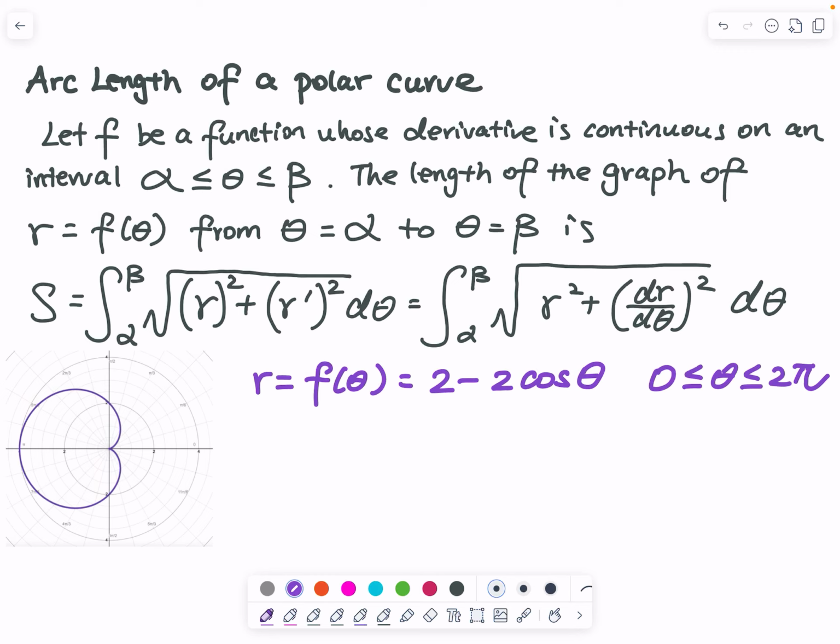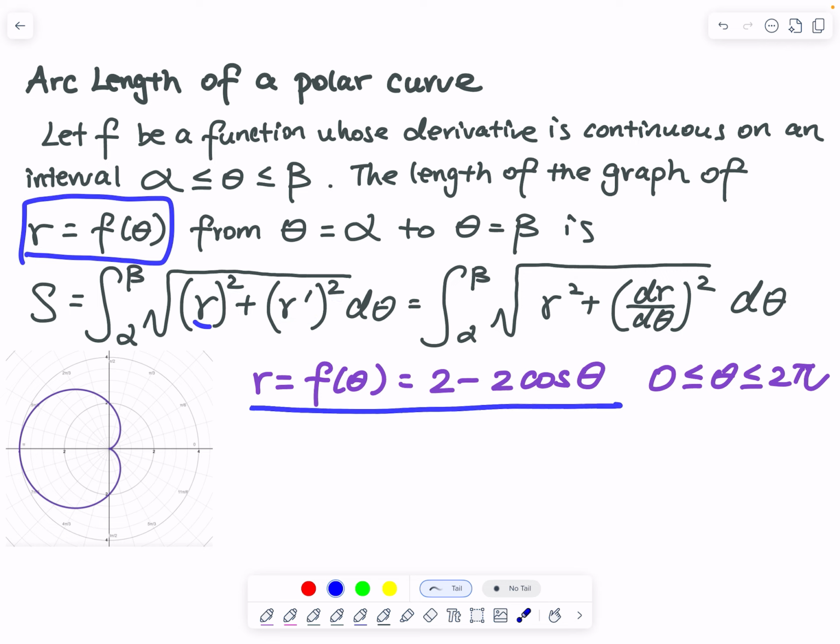Here is the integral to find the arc length of a polar curve. We have a similar integral to find the arc length of a parametric curve. The arc length S is equal to the integral from alpha to beta of the square root of the polar equation squared plus the derivative squared. This is r squared, where r is just the polar equation.